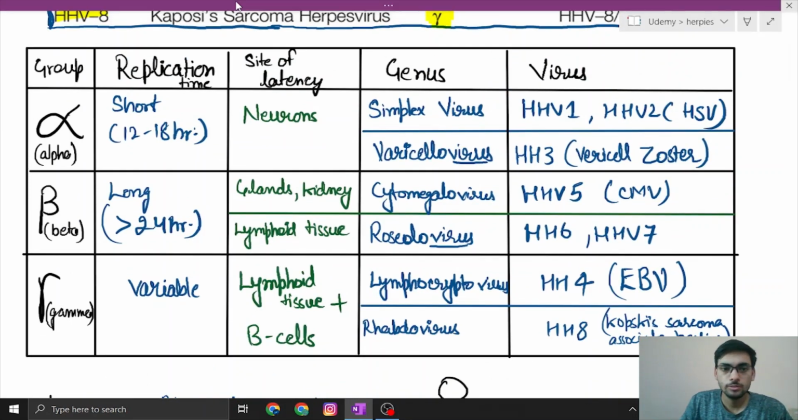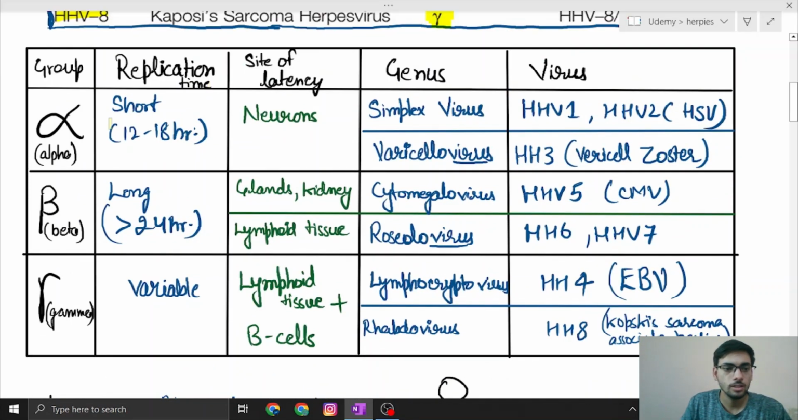First of all we will discuss the alpha family. The alpha group has a short replication cycle, meaning after entering the host it needs 12 to 18 hours to replicate itself, and its site of latency is neurons. So it contains viruses HHV1 and HHV2. These are also called herpes simplex virus type 1 and type 2.